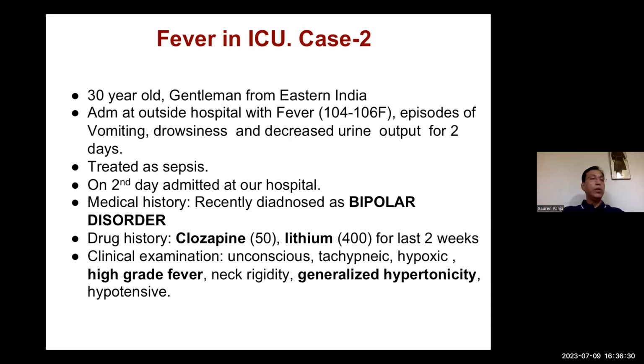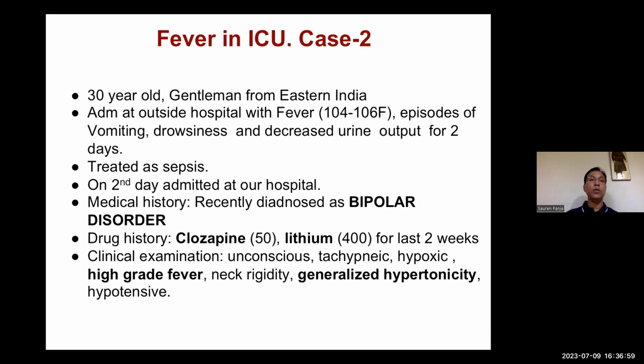Okay. So about case number 2, this is another interesting case of a 30-year-old gentleman from Eastern India. The patient was admitted at an outside hospital with fever of about 104 to 106 degrees, and that too during the month of summer, with episodes of vomiting, drowsiness, and decreased urine output for 2 days.